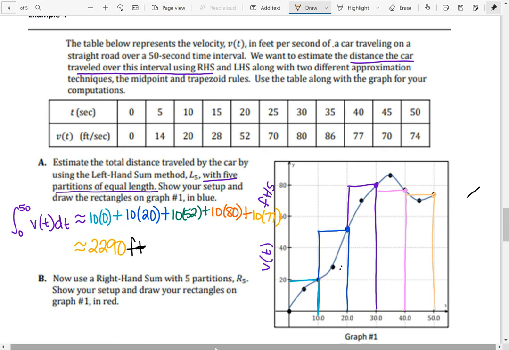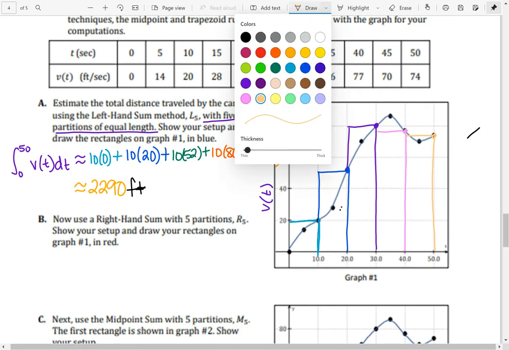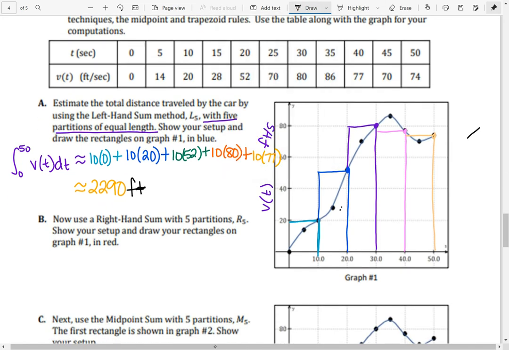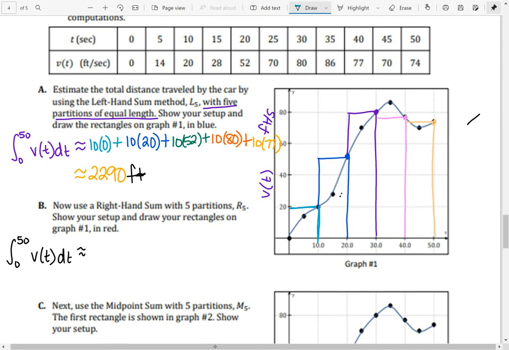So here are the right-hand rectangles. Notice that the right vertex is now on the curve. So now I'm going to calculate my right-hand sum. Let's see what happens when I estimate it. I wonder if it will be the same. So I'm going to estimate again the same thing. I'm still estimating the integral from 0 to 50 of v of t dt. And it is approximately, so for the first rectangle, width is still 10.